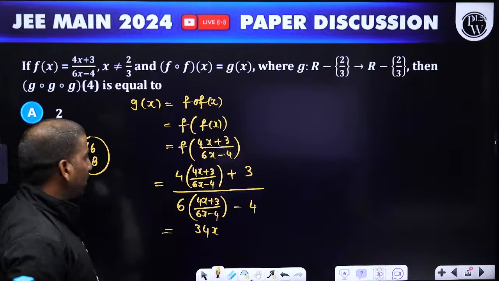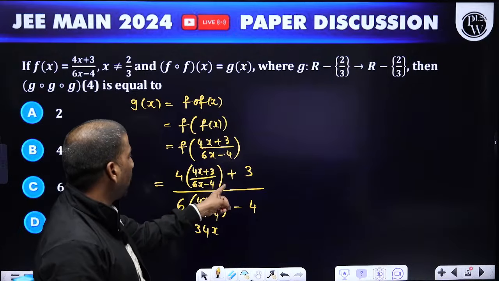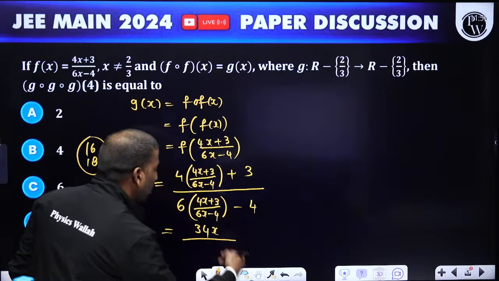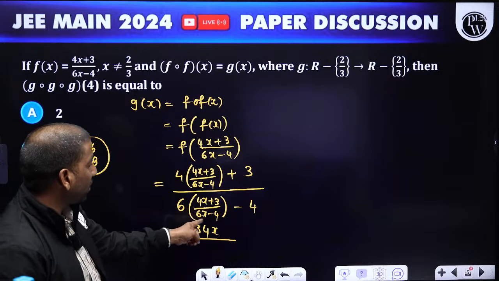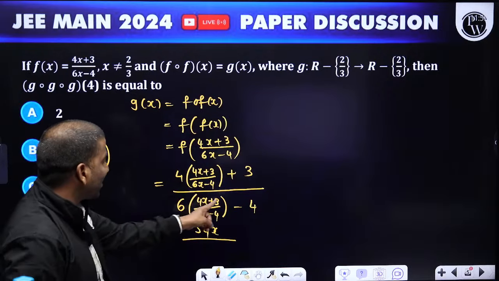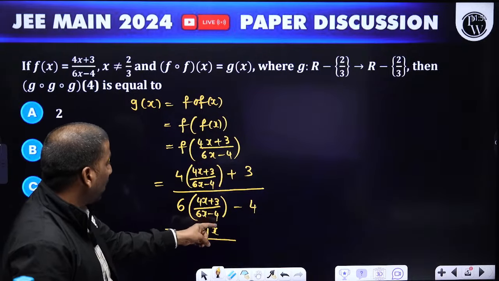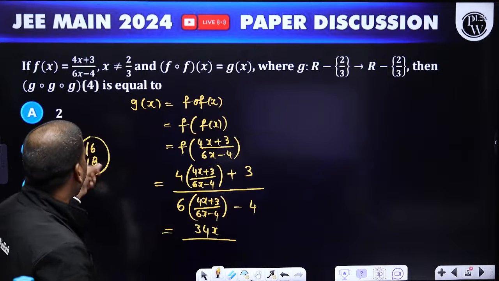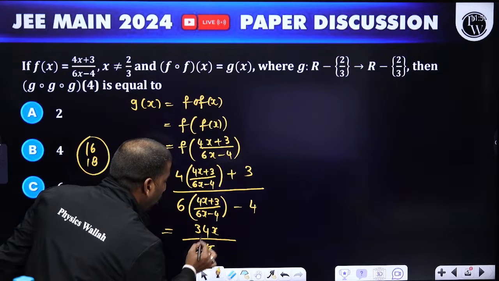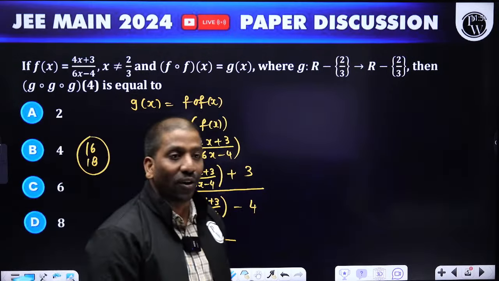Next, coming to the constant: here 4 threes are 12, here 4 threes are 12, got cancelled. Next, 24x here, here also 24x got cancelled. 6 threes are 18, and 18 plus 4 fours are 16, so 18 plus 16, again 34. Oh, so nice. So 34 got cancelled.